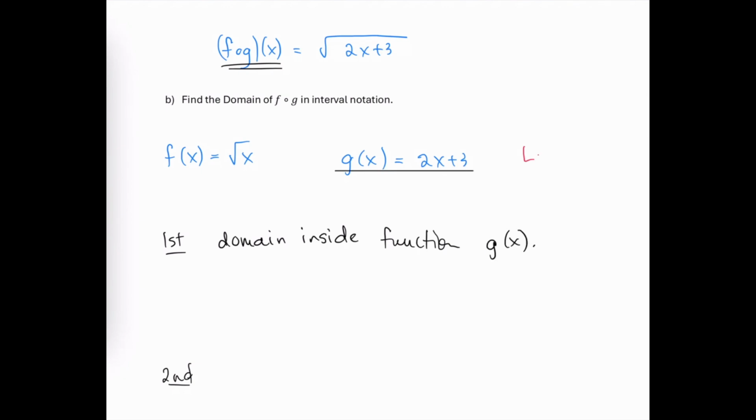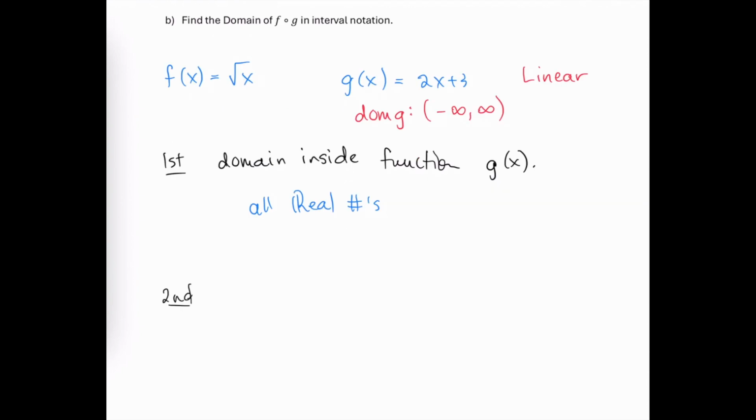Now, since the g function is a linear function whose graph is a line, we know that the domain of g is going to be all real numbers. So we don't get any exclusions from this first step. The second thing that we need to do is we need to set the inside function equal to the domain restriction of the outside function.